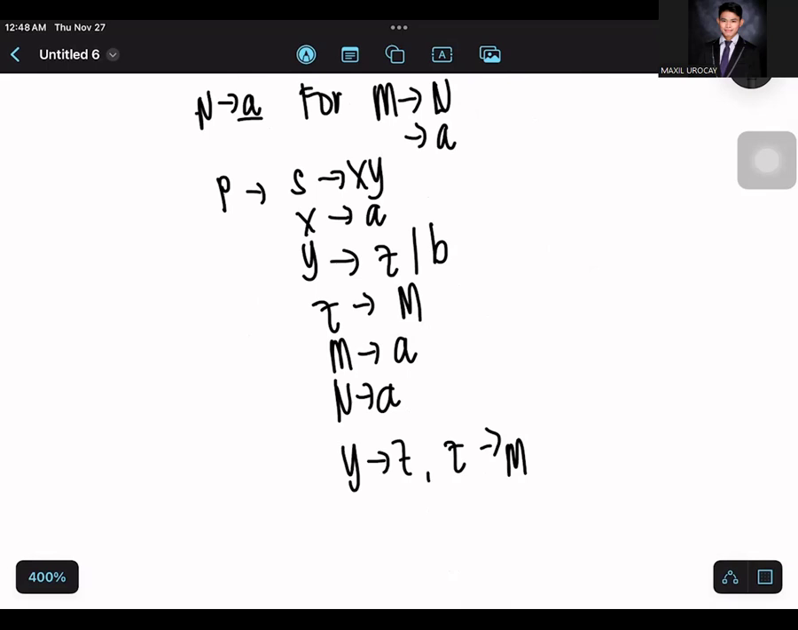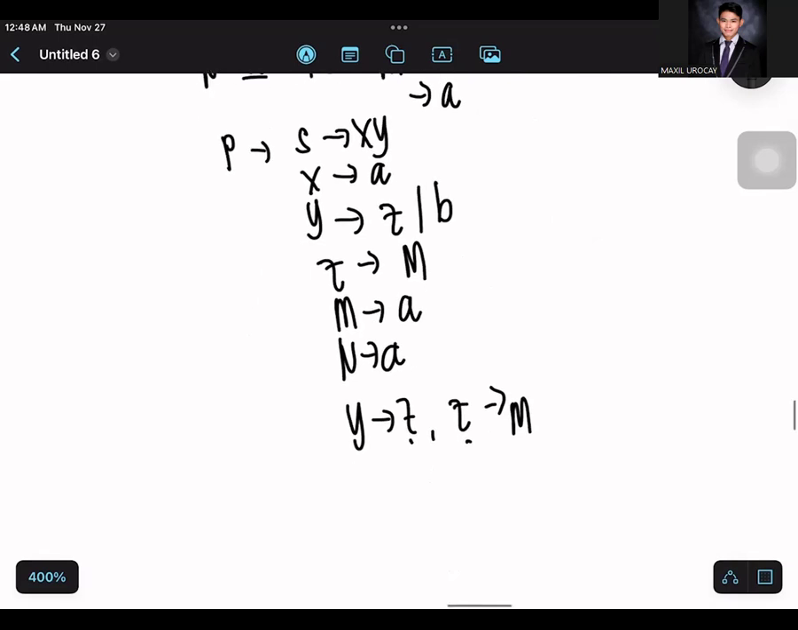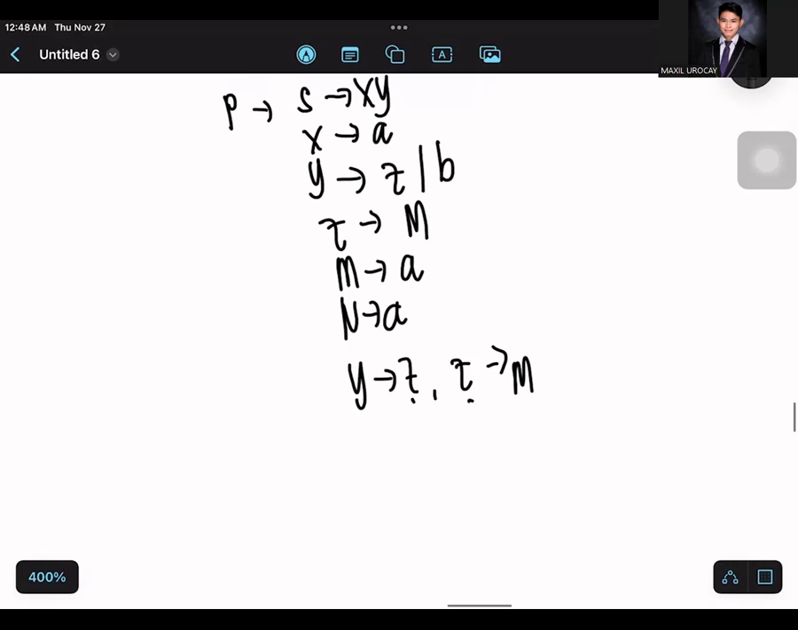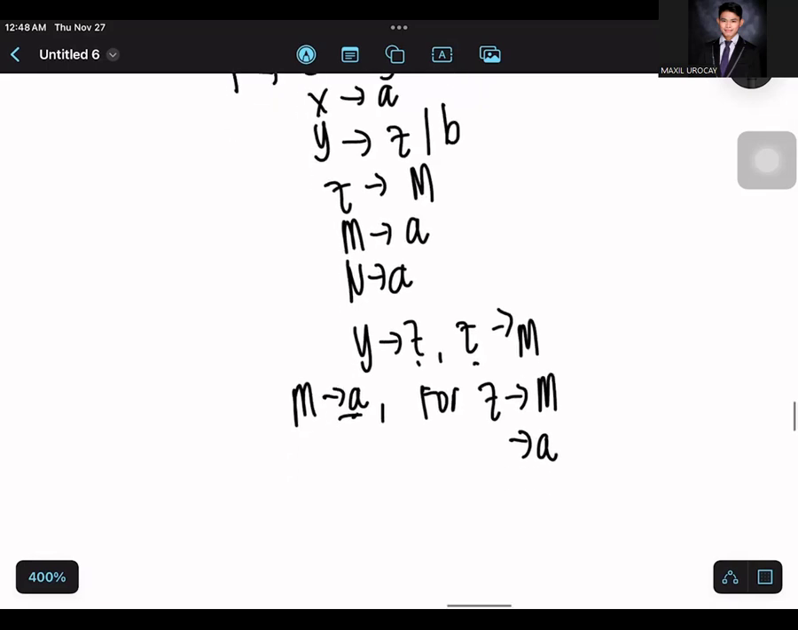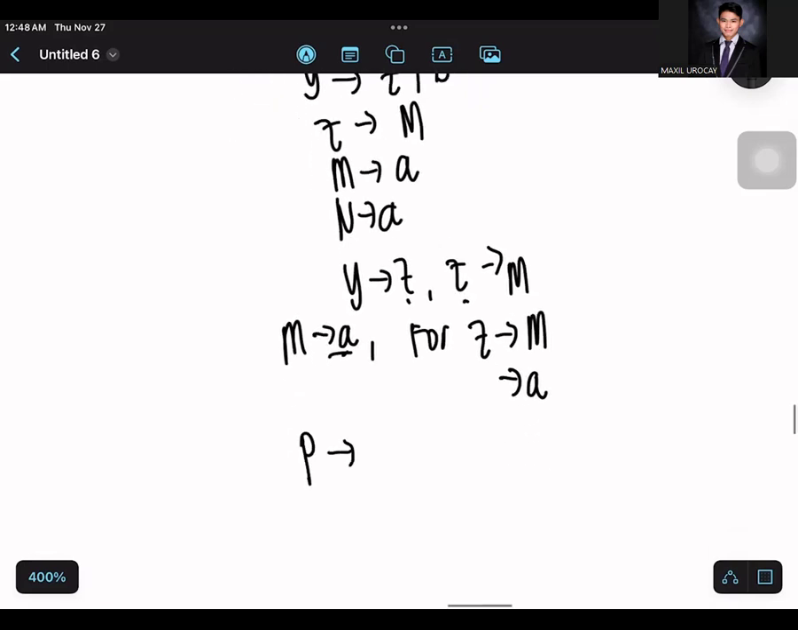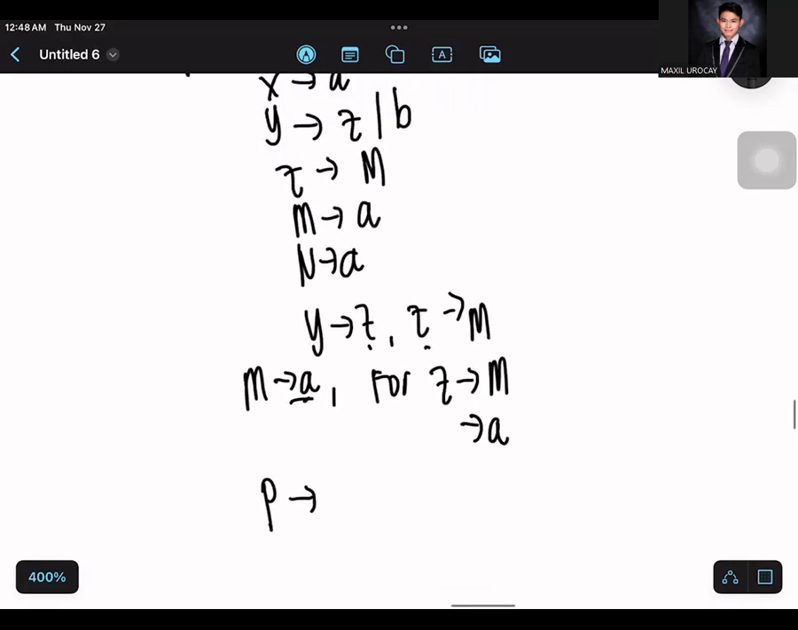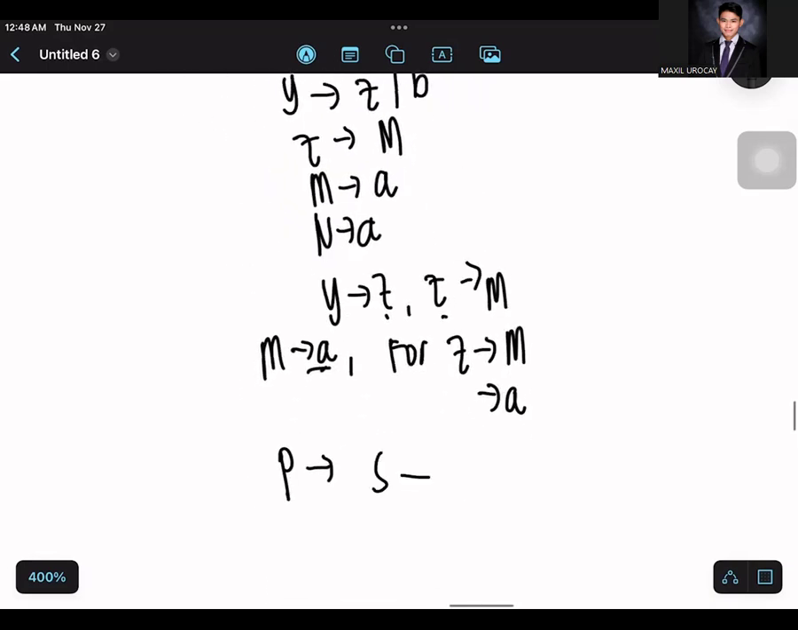So those are the productions that we need to solve first. So what is for z? Z is m, and m is already a. So we can also solve this one. Since m is equal to a, therefore for z to m, it will become a. Y is equal to a, so the terminal will be a. Okay, so we have to update the production rule, but it will become S to XY.